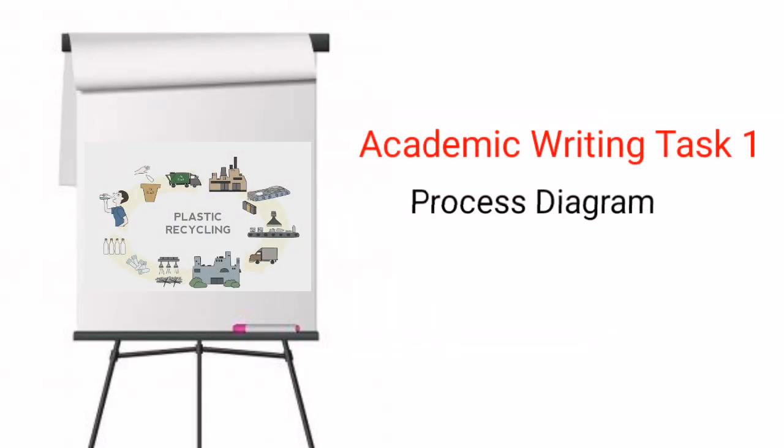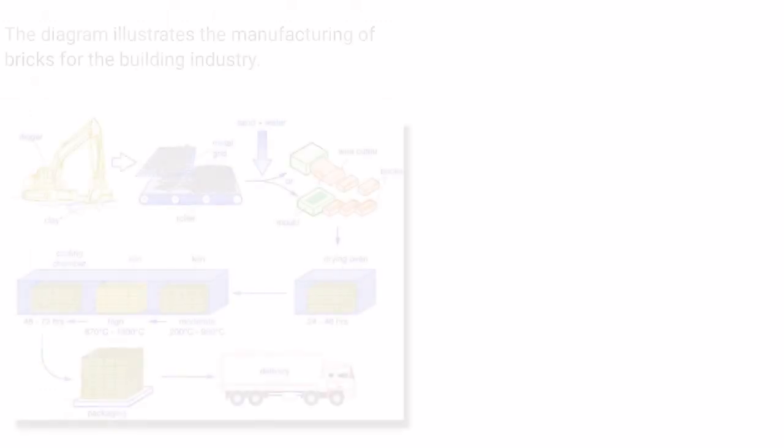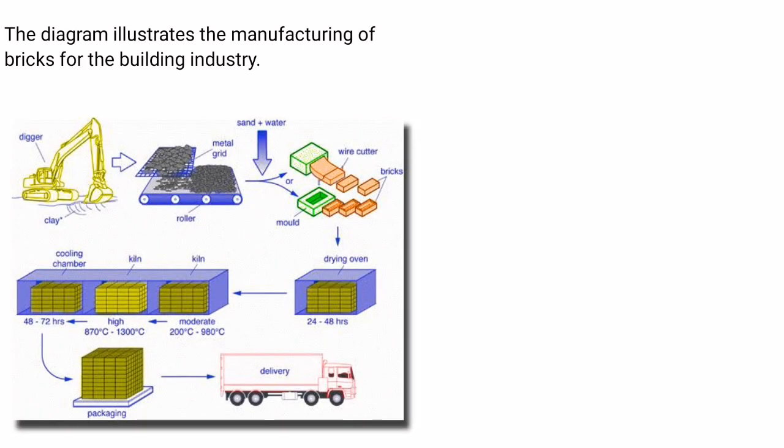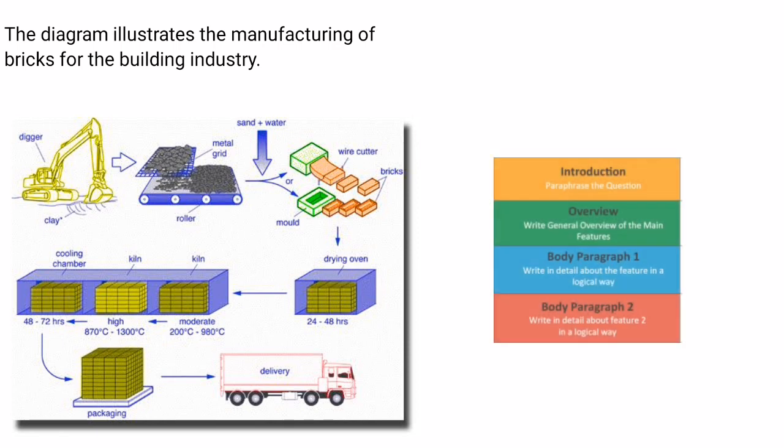In this video lesson, I'm going to focus on process diagrams in Academic Writing Task 1. Here is the diagram which shows the manufacturing of bricks for the building industry. To write it down, we have to follow this structure. First, its introduction, then its overview, then body paragraph 1 and finally body paragraph 2.